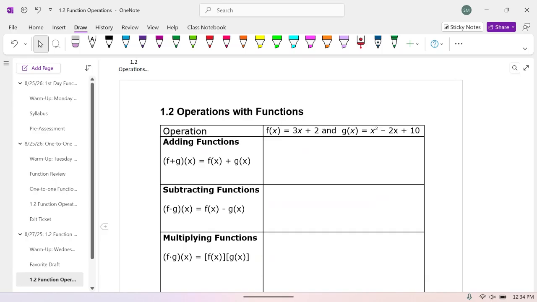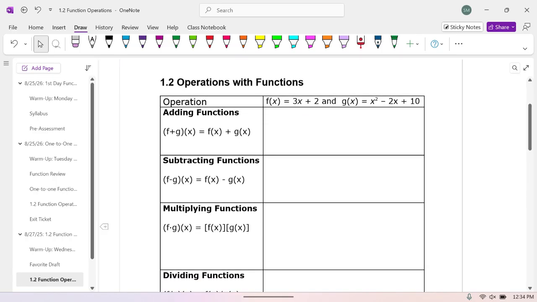All right. So, how this is going to work is they gave us these two functions. F of x is 3x plus 2, and g of x is x squared minus 2x plus 10. We are going to be using these two functions exclusively for all of these problems on the table. So I'm going to show you how to do it with adding functions, subtracting those two functions, multiplying those two functions, etc., etc.